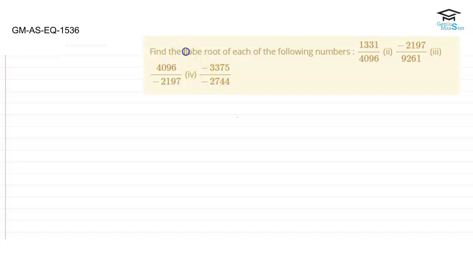In this question, we have to find the cube root of the following numbers. The first one we have is 1331 by 4096. Now let's start with the solution.